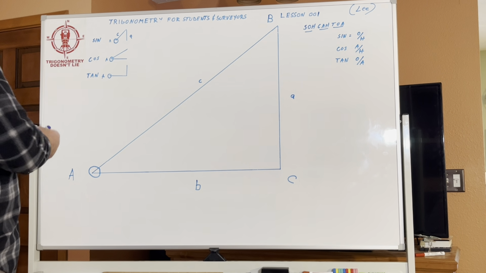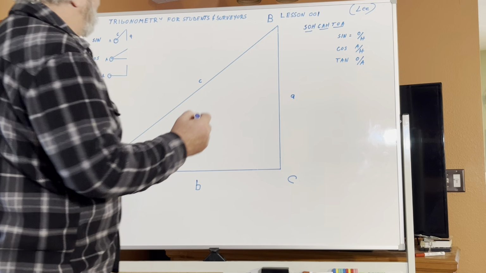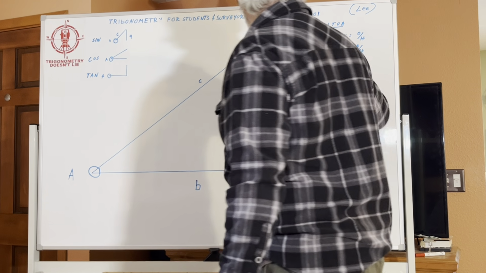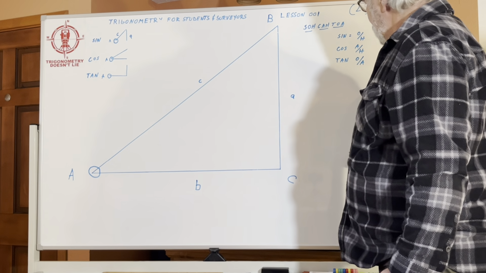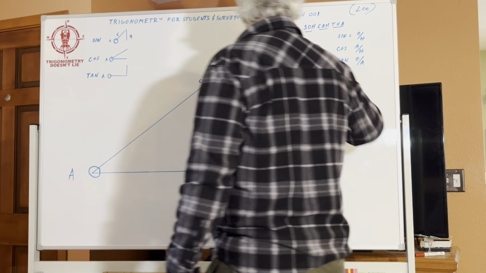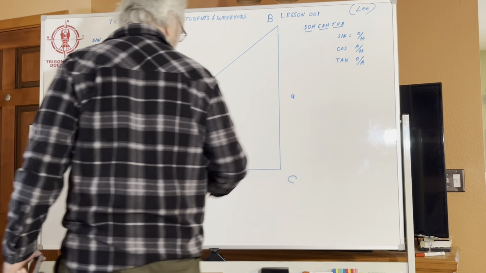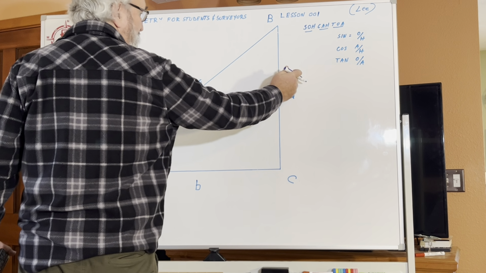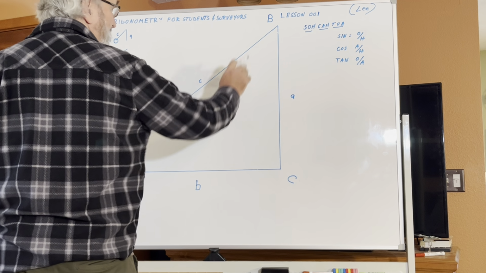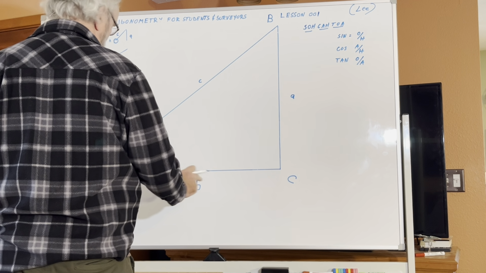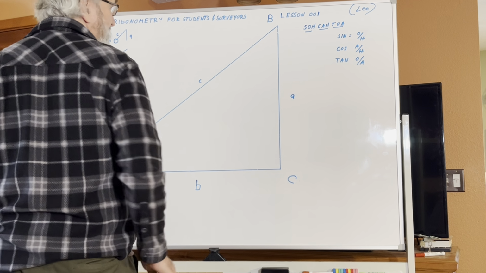Now, if we were doing this one up here, it would be a little bit different. Angle B, you would have the opposite over the adjacent. You can imagine this would be the opposite of that. The adjacent would be A over C, or yeah, over C. And then the sine would be B and C.